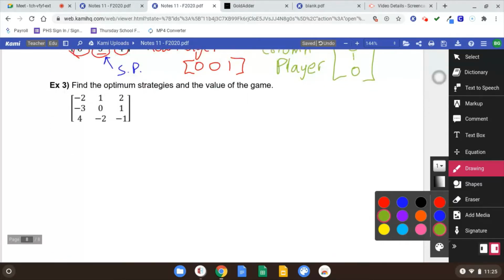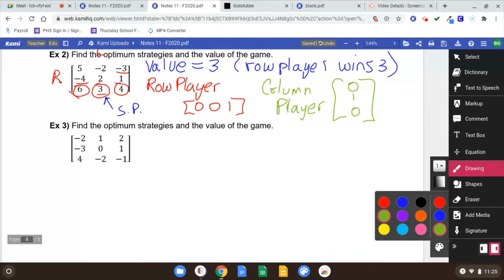Number 2, same question. So the first thing you want to do is look for a saddle point. Lowest, lowest, lowest, highest, highest, highest. You can see there's no saddle point. No saddle point means it's not strictly determined, and that means they're going to have to mix up their strategies. So if there's no saddle point, if it's not strictly determined, the next best thing is, if this is a 2x2 matrix, we can do the multiplication thing.